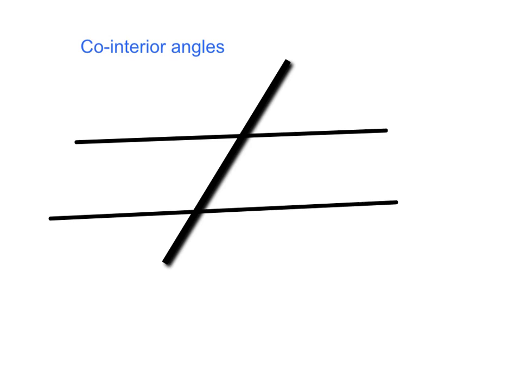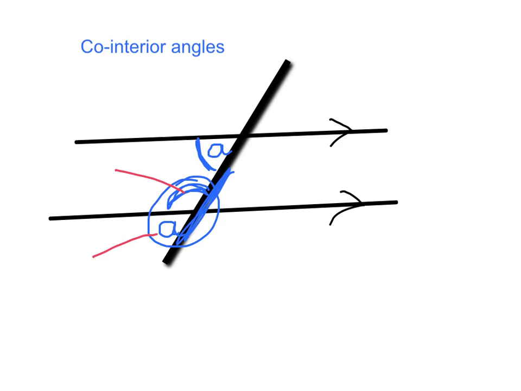Next rule, co-interior angles. Co-interior angles are between the parallel lines. So here are my parallel lines. This angle and this angle are co-interior. Now you can see even from looking that these angles are not the same. But what we can work out is that if we know this angle is A, from our corresponding angle rule, we know that this angle must also have size A. And we know that those two angles are on a straight line. So this angle here has to add up to 180 degrees with this one. So that's 180, take away A.